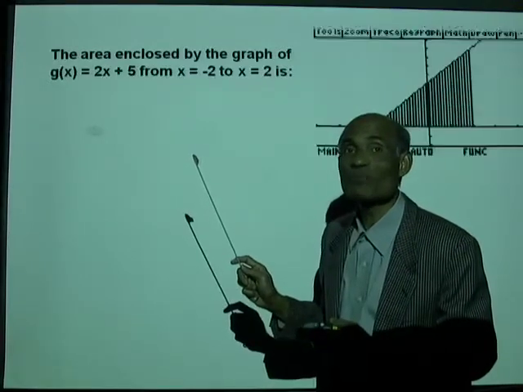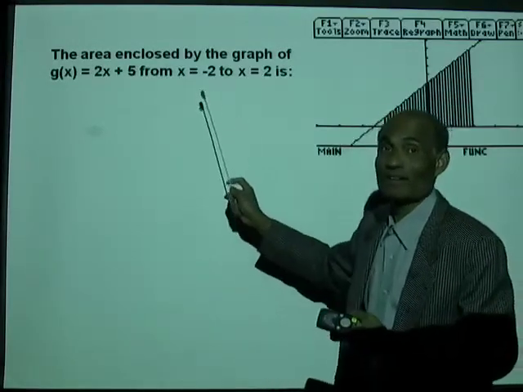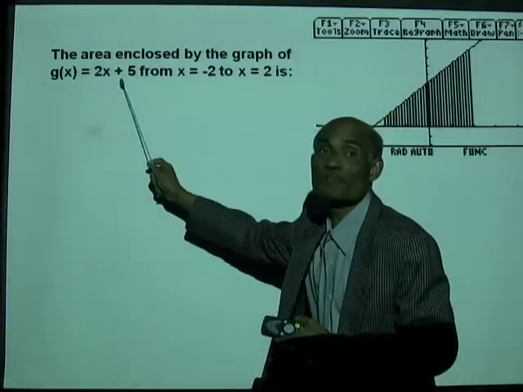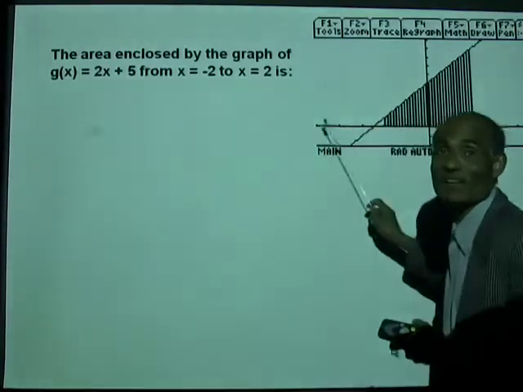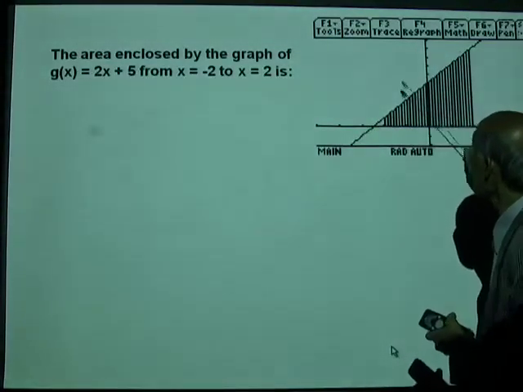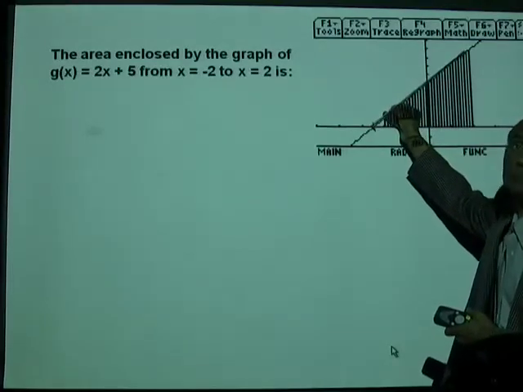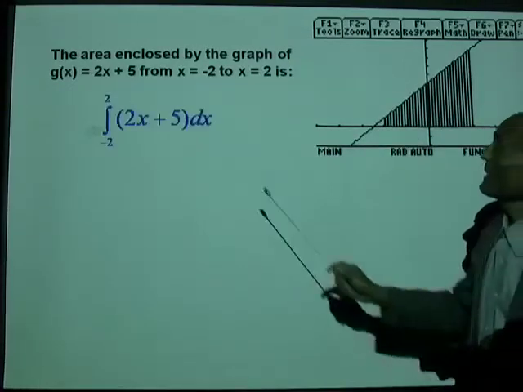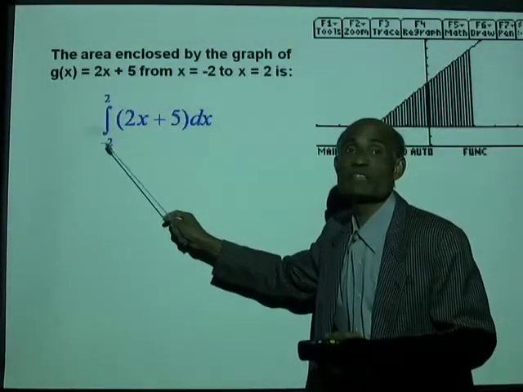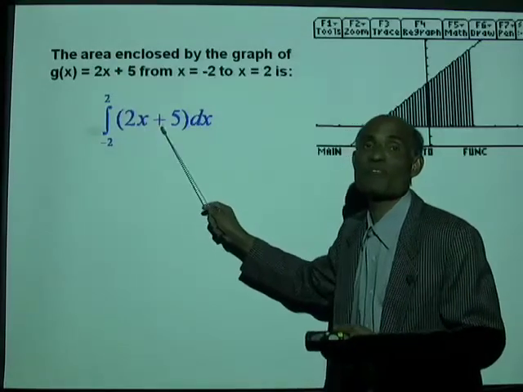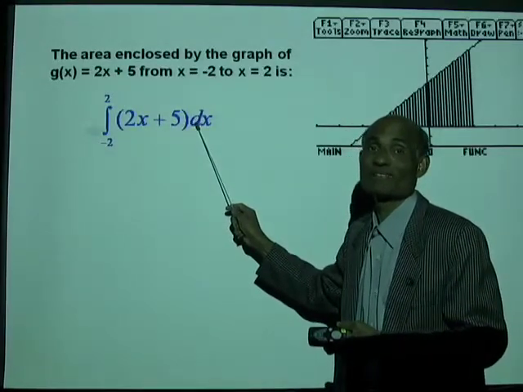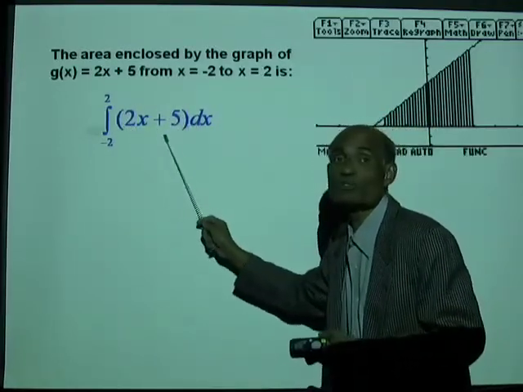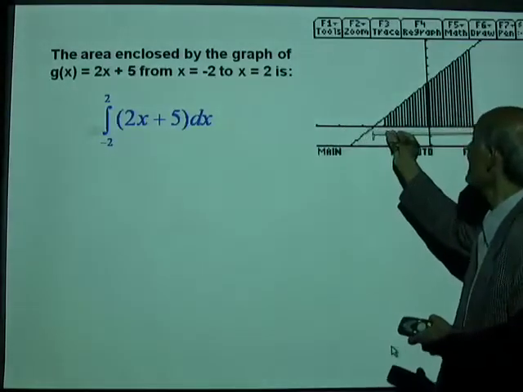What definite integral represents that? Well, that will be integral -2 to 2 of 2x plus 5 dx. And that is a measure of this area. In other words, the area enclosed by g of x with the x-axis. That's right. And is given by integral -2 to 2, 2x plus 5 dx. This is a measure of the area enclosed by g of x equal to 2x plus 5 with the x-axis.